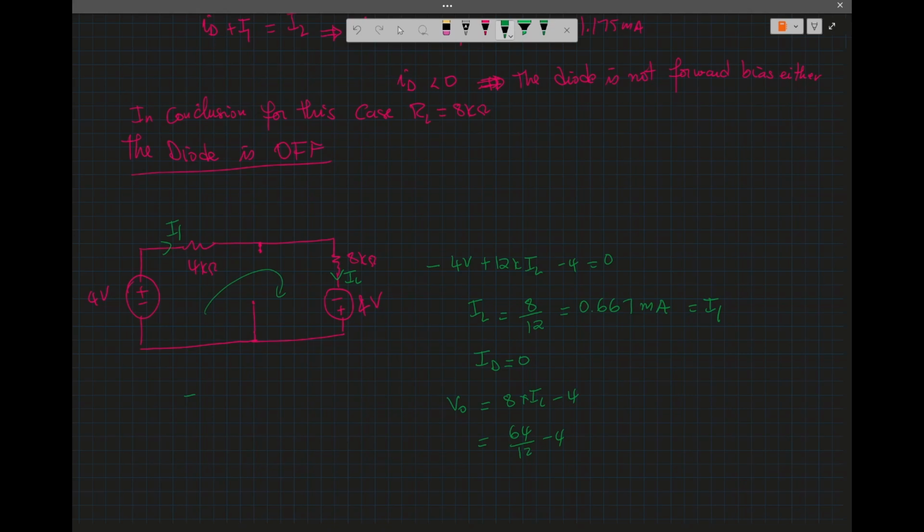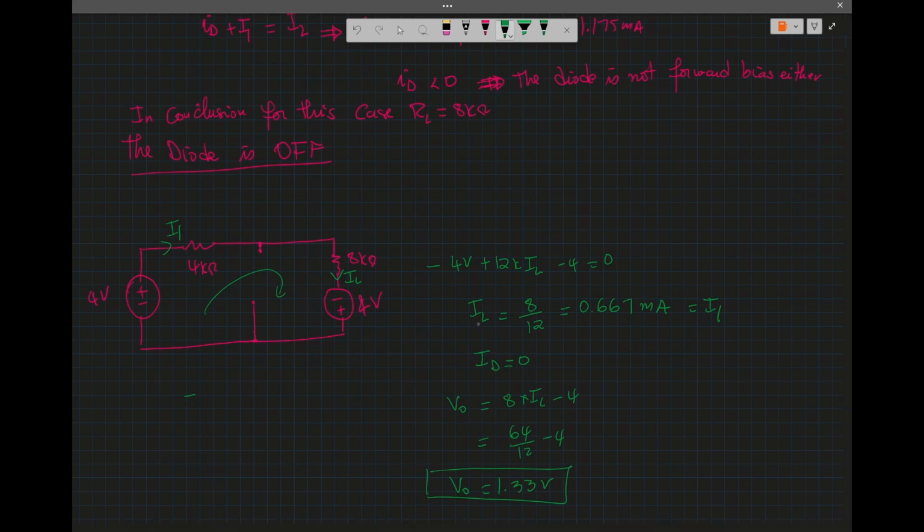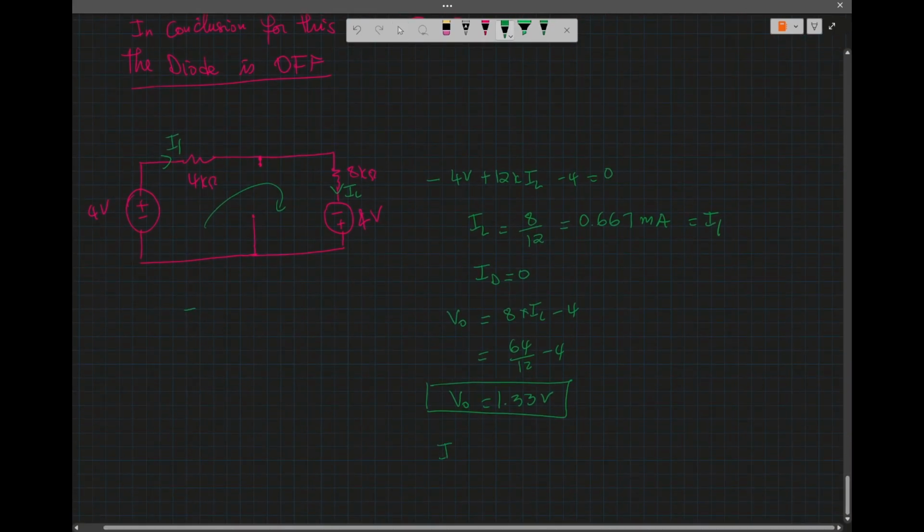So 1.33. So V0 is 1.33 volt. Okay, so ID is 0, IL equal to I1, so that is equal to 0.667 milliamp.